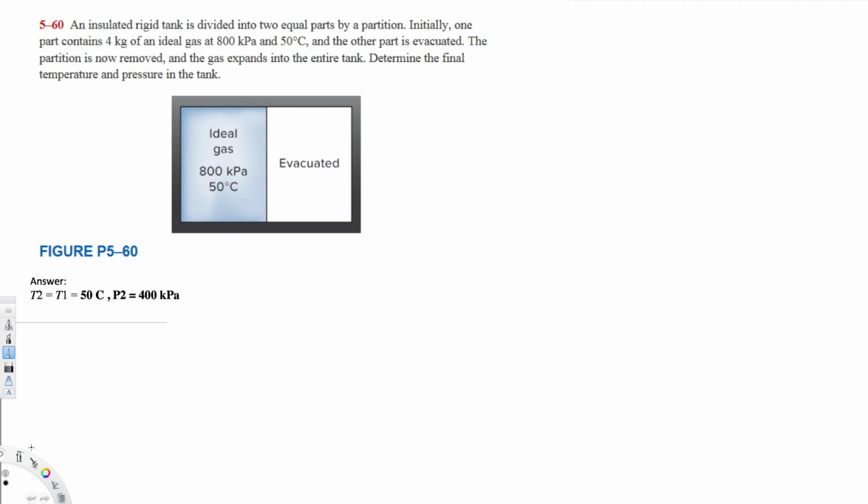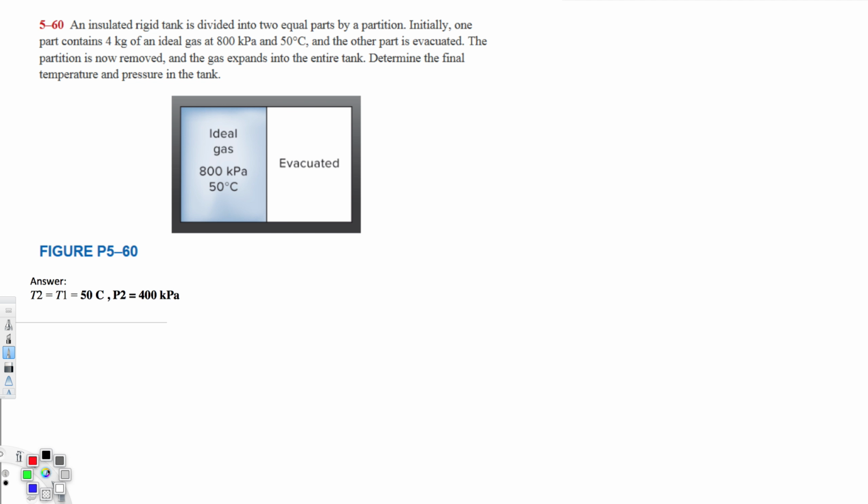Let's do this problem right here. The question is asking: an insulated rigid tank is divided into two equal parts by a partition. Initially, one part contains 4 kg of an ideal gas at 800 kilopascal and 50 degrees Celsius, and the other part is evacuated. The partition is now removed, and the gas expands into the entire tank. Determine the final temperature and the pressure in the tank. Let's see how we can find this one.